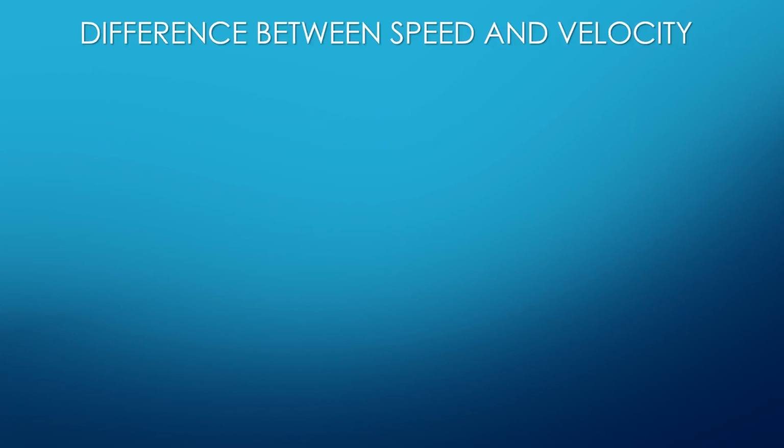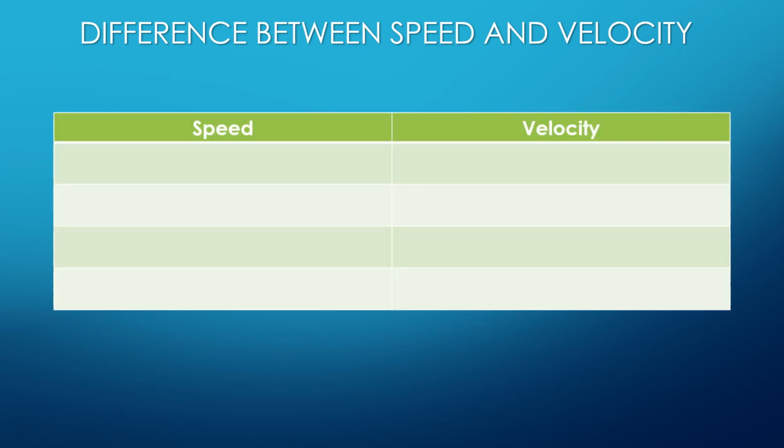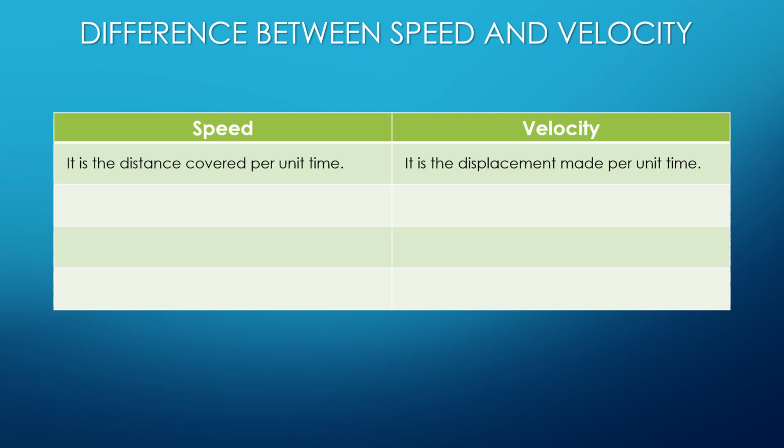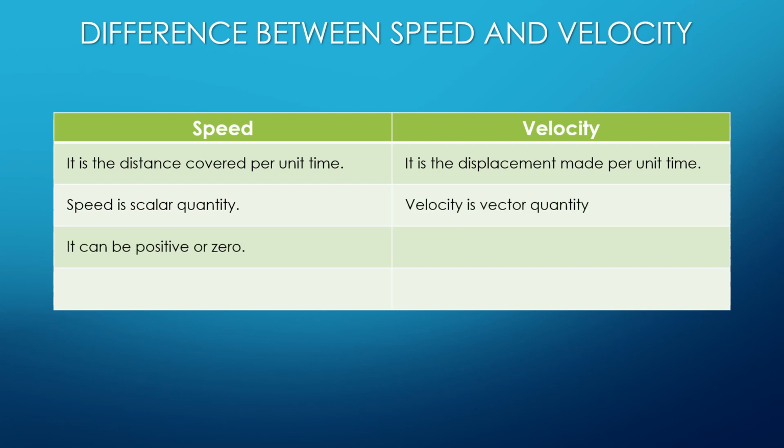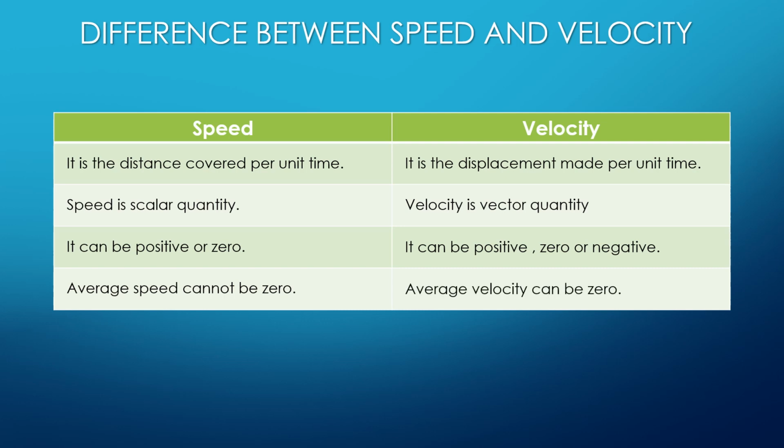Till now, we studied about the speed and the velocity. Let's understand the difference between speed and velocity. Speed is the distance covered per unit time, whereas the velocity is the displacement made per unit time. Speed is a scalar quantity and velocity is a vector quantity. The speed can be positive, 0, but cannot be negative, but velocity can be positive, 0 or negative. The average speed cannot be 0, but the average velocity can be 0.